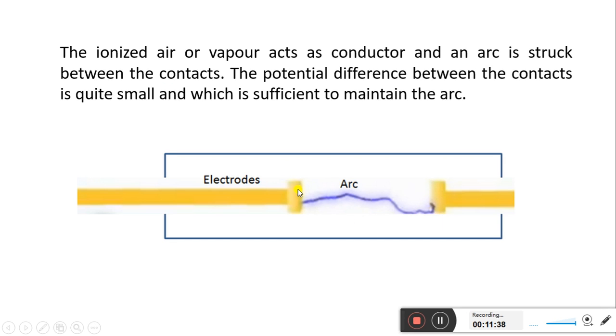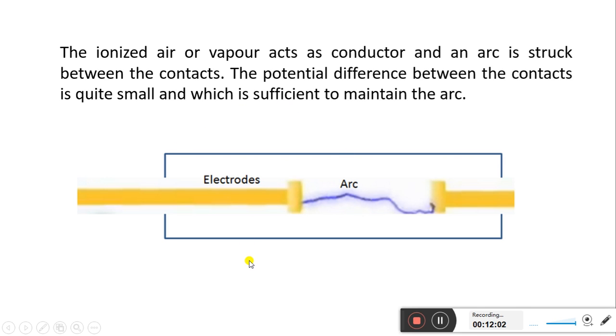Now here it has been shown that the circuit breaker contacts are open, so in the space between the contacts, this arc is produced. The blue line which has been shown here is nothing but an arc. This arc will have an arc voltage and an arc resistance.